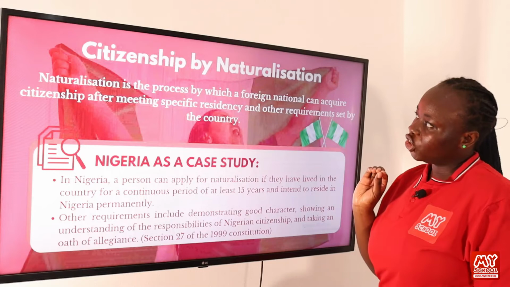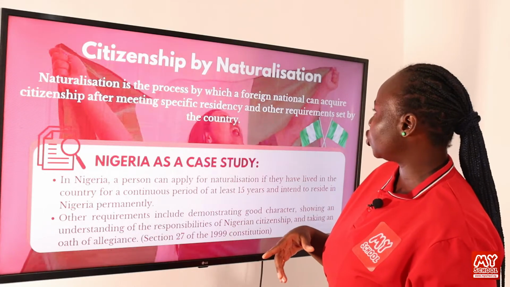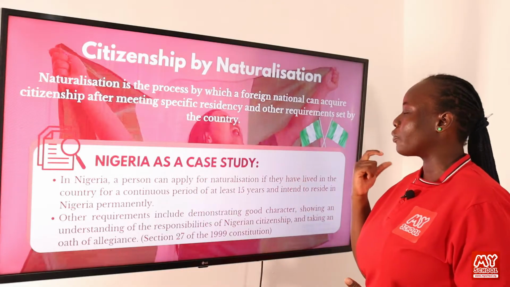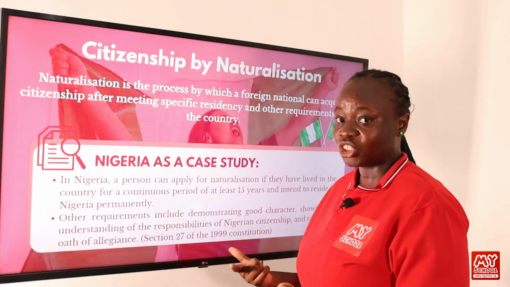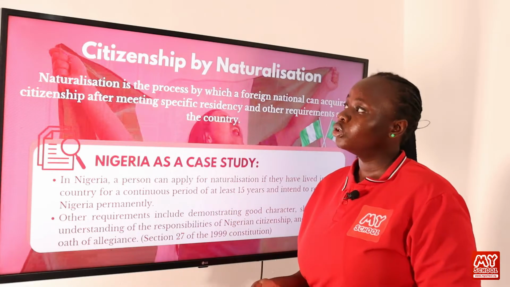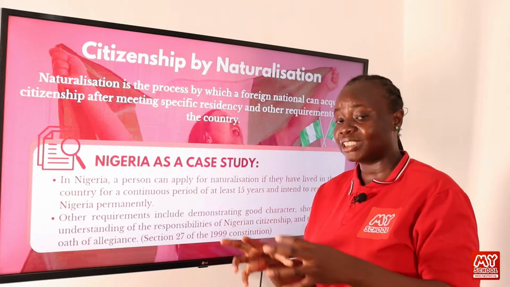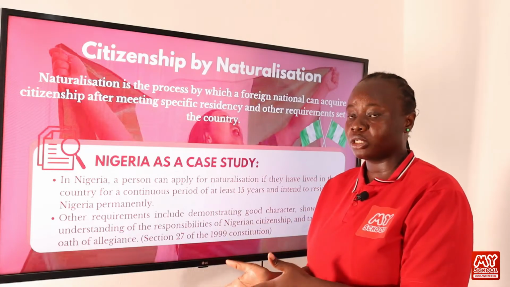All right, we have citizenship by naturalization. Naturalization is the process by which a foreign national can acquire citizenship after meeting specific residency and other requirements set by the country. So if a person wants to acquire citizenship of a particular country, you can acquire it through naturalization. So there is a process that is stipulated within the constitution of a country that allows you to acquire citizenship of another country.